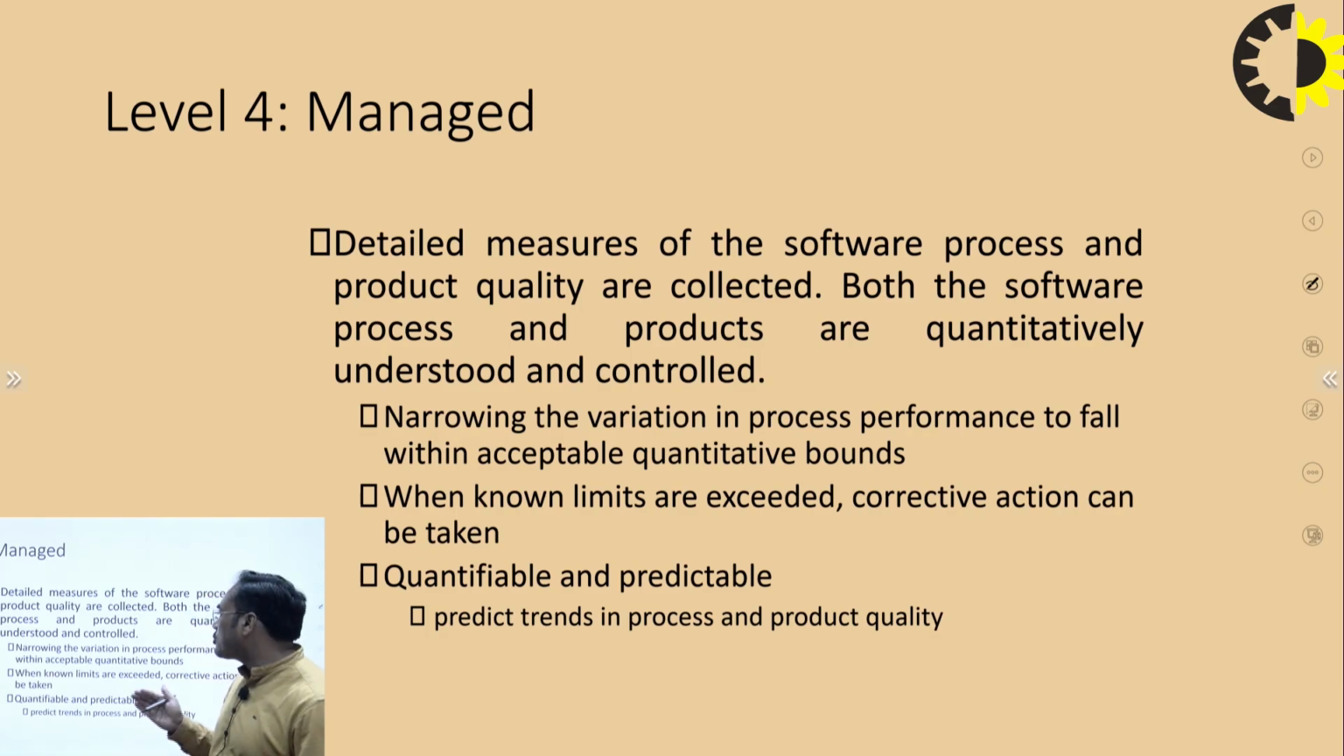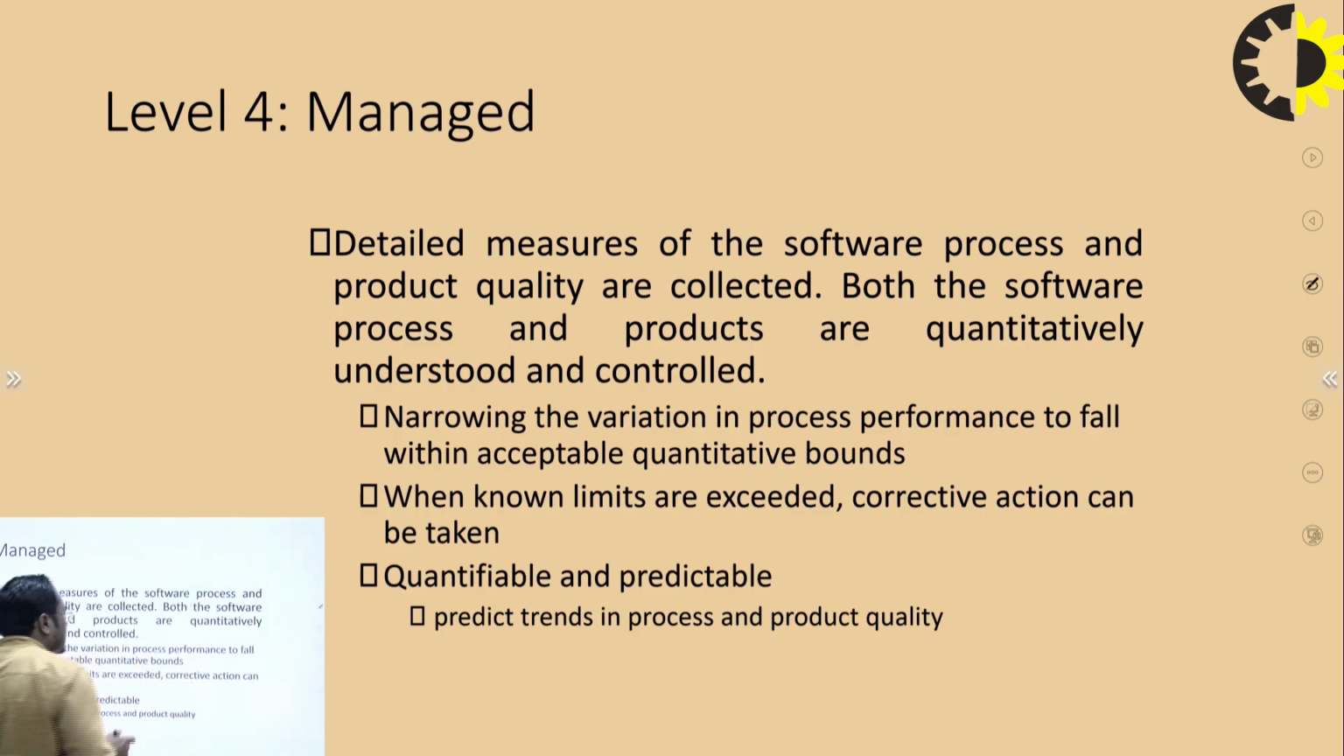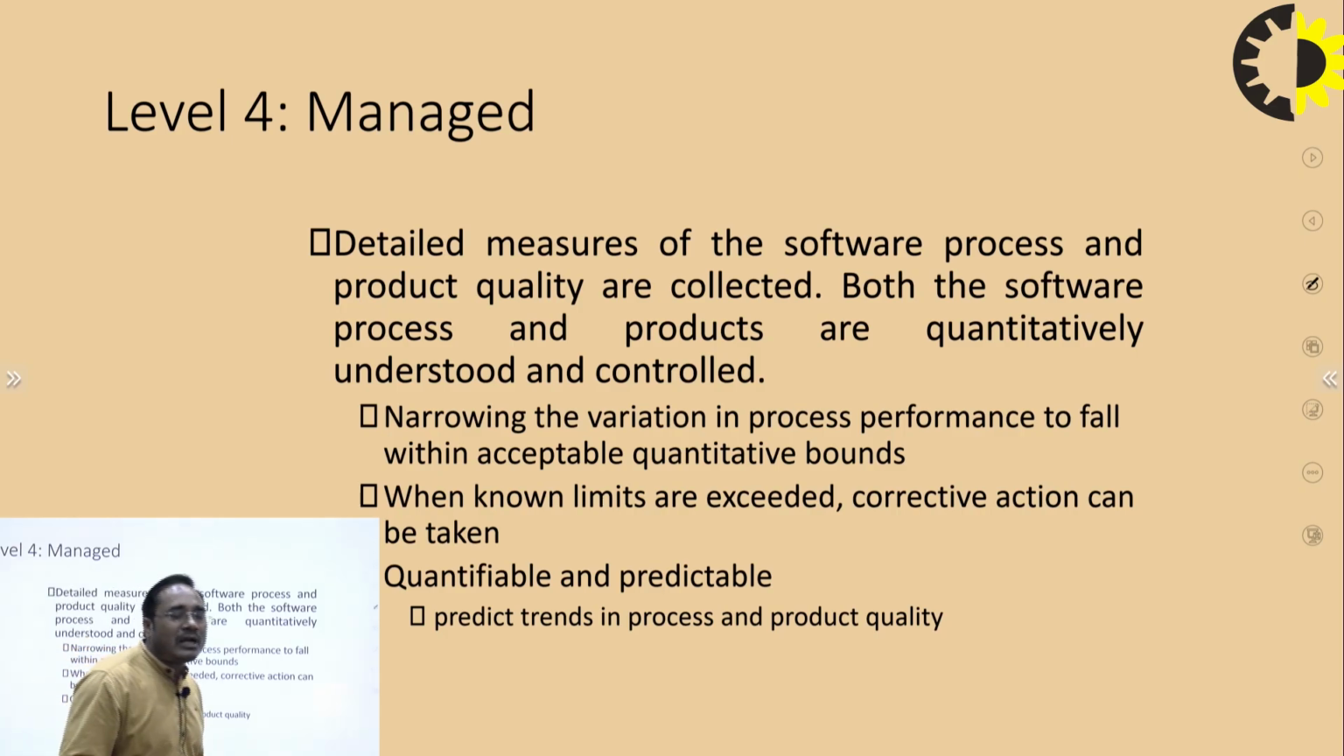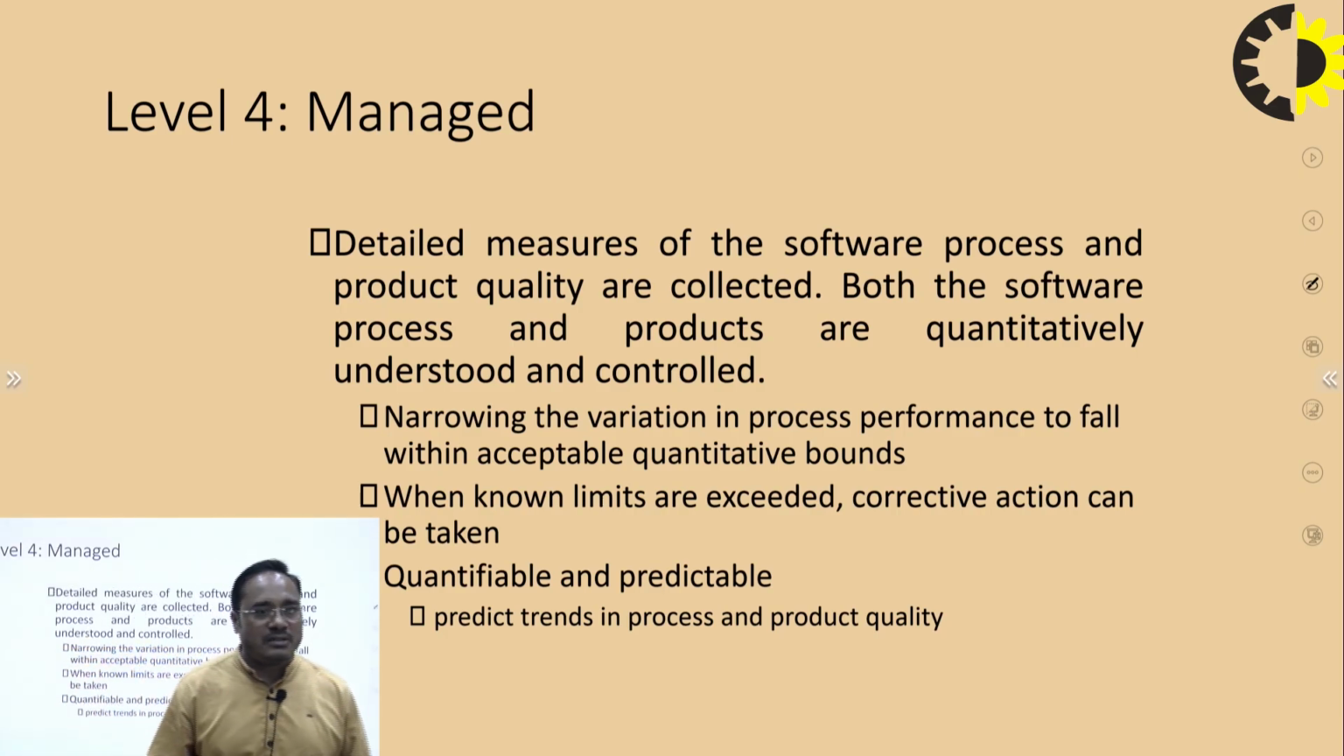So narrowing the variation in the process performance to fall within acceptable quantitative bounds. So what are the bounds within which we are going to develop the software? The second point is that when known limits are exceeded, corrective action can be taken. The last one is quantifiable and predictable. What is quantifiable and what are you going to predict in future? Its sub part is to predict trends in the process and product quality.